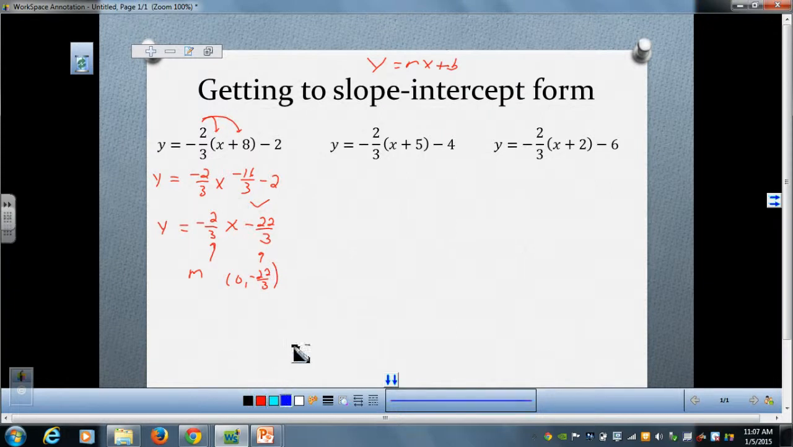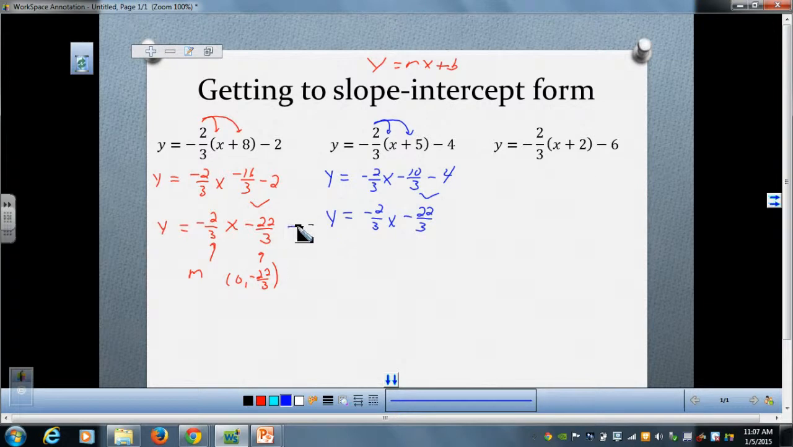All right, moving to our middle example here. Once again, I'm just going to distribute our slope to those two quantities. So I get negative 2/3 x minus 10/3, and I want to bring down the minus 4 here. Then once again, our final step is just to combine our two like terms. Negative 10/3 minus 4 is, once again, negative 22/3.